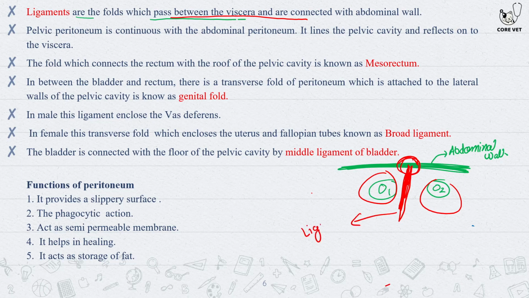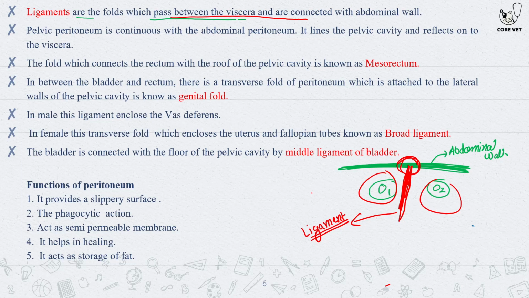Don't confuse it with that particular ligament that you study in the case of joints. That is not that particular ligament. It is the ligament formed by the peritoneal fold. So what's the function of that ligament? It separates the two viscera, or it is present in between the viscera and attached to the abdominal wall.